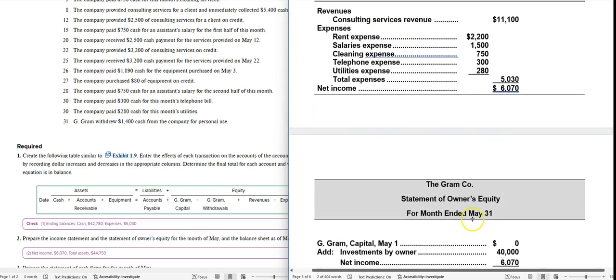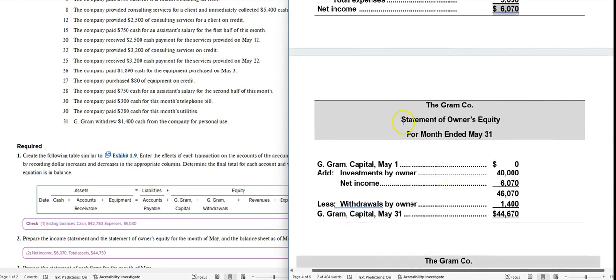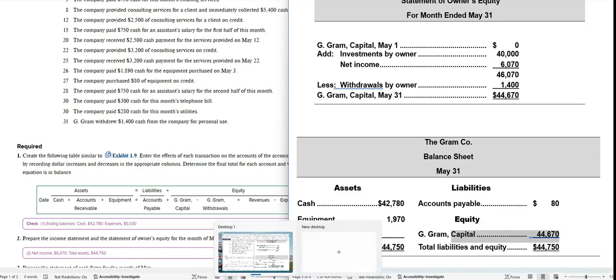Okay. Notice that we did these financial reports in a specific order. Income statement first because we needed net income from the income statement to prepare the statement of owner's equity. Then we prepared statement of owner's equity second because we need ending owner's capital to prepare the balance sheet. Okay. So the financial statements are kind of feeding each other information.